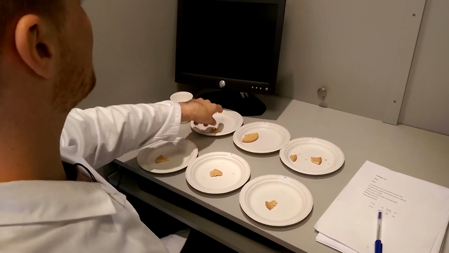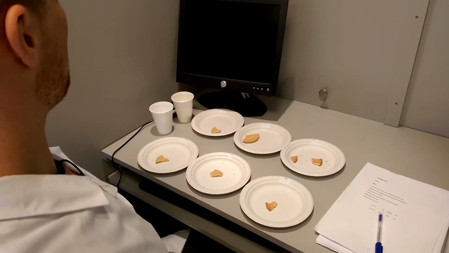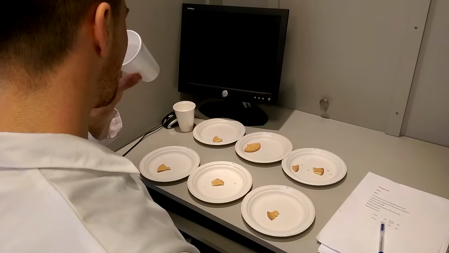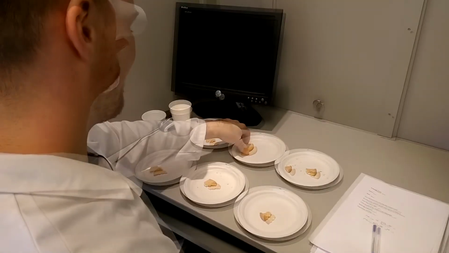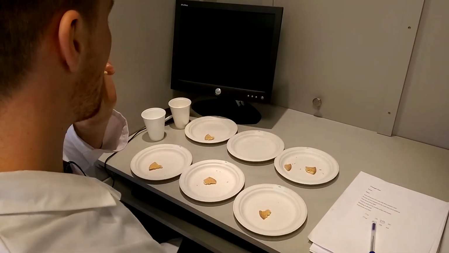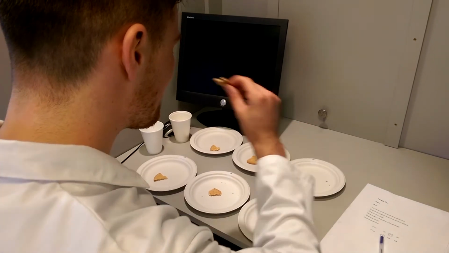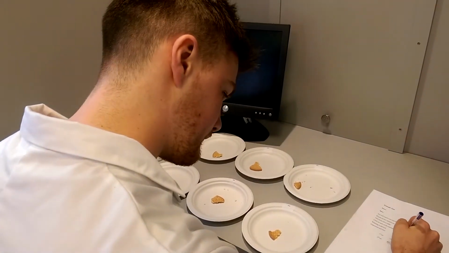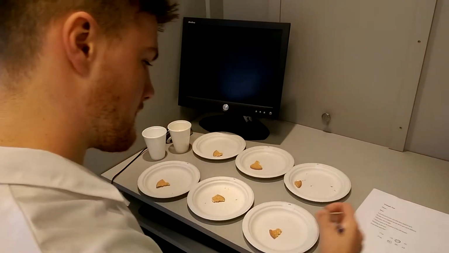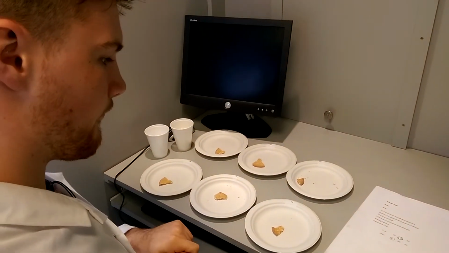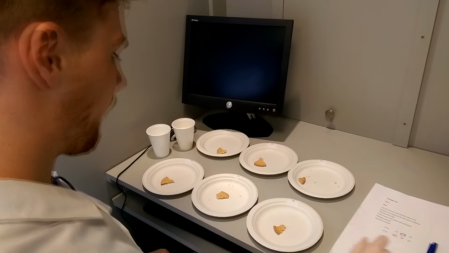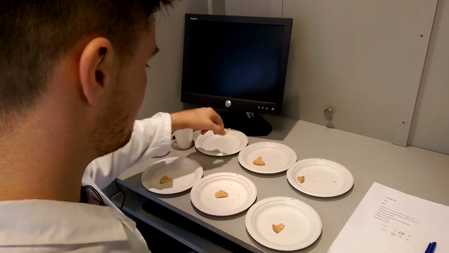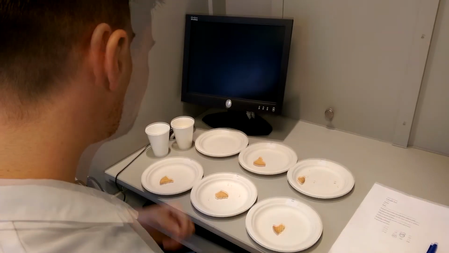In triangle testing, the testee will receive 2 sets with 3 samples each, and in each set 2 samples are the same and one is different. Taste the samples from left to right. In each set, each sample is given a randomized number. Circle in each set the number of the odd sample. If unsure of which sample is different, retasting is allowed.